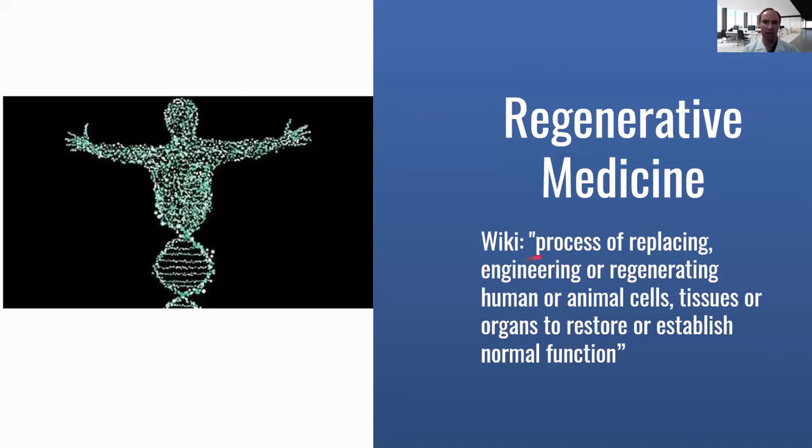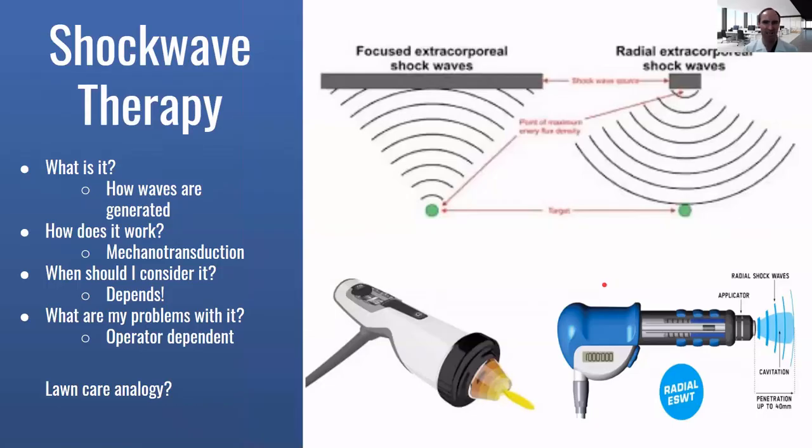But basically, regenerative medicine is a process of replacing or engineering or regenerating human or animal cells, tissues, and organs to restore or establish normal function. And we use regenerative medicine a lot these days. One of the most common ones that we use for Achilles tendonitis is shockwave therapy.